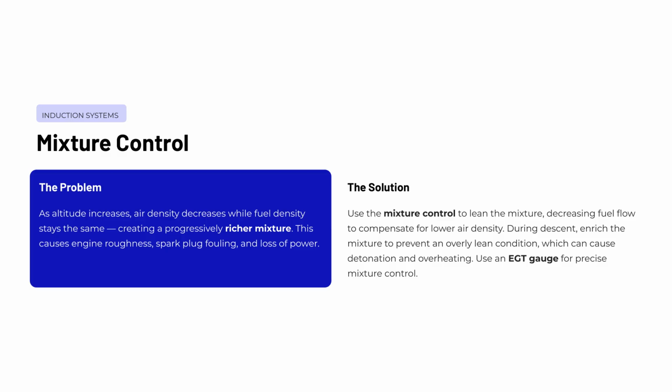As an aircraft climbs to higher altitudes, the air becomes less dense. However, fuel density remains constant, which means the engine is receiving proportionally more fuel relative to the available oxygen. The result is a progressively richer mixture, and left uncorrected, this leads to engine roughness, spark plug fouling, and a noticeable loss of power. The solution is to use the mixture control to lean the mixture as you climb. By reducing fuel flow, you compensate for the reduced air density and restore the proper fuel-to-air ratio.